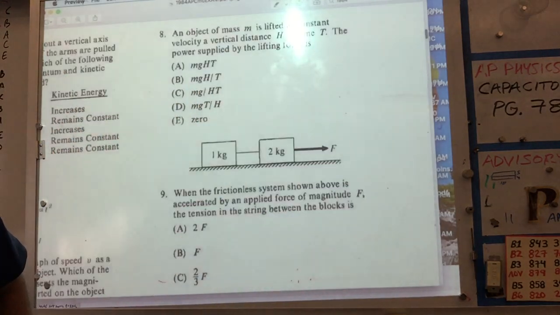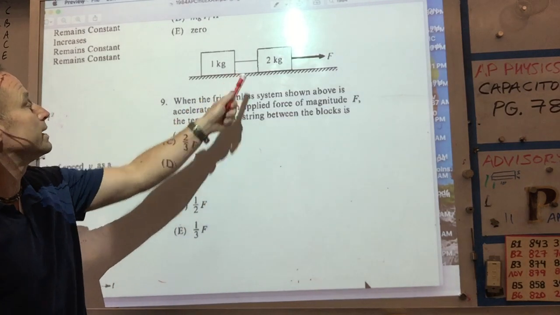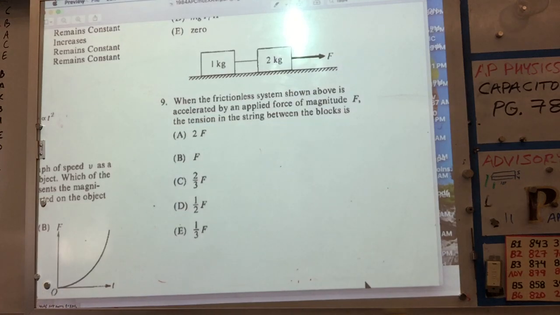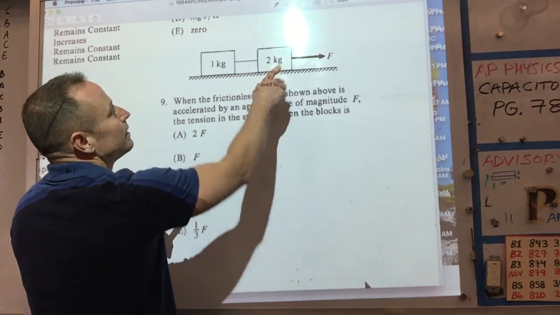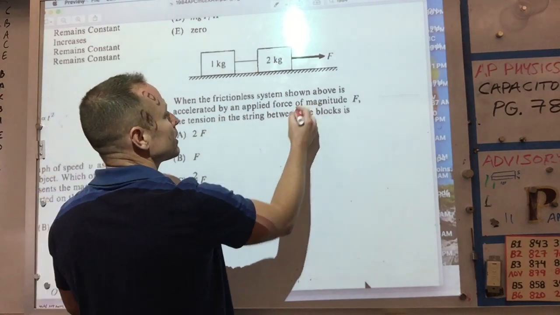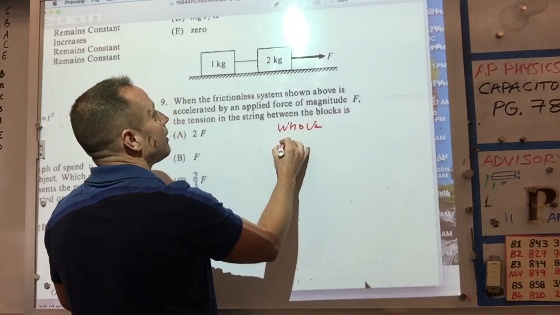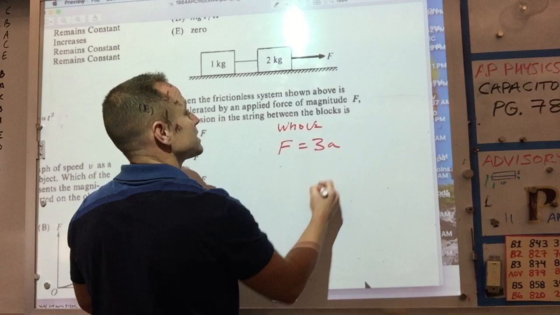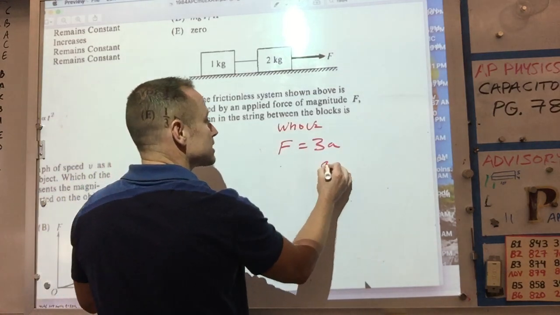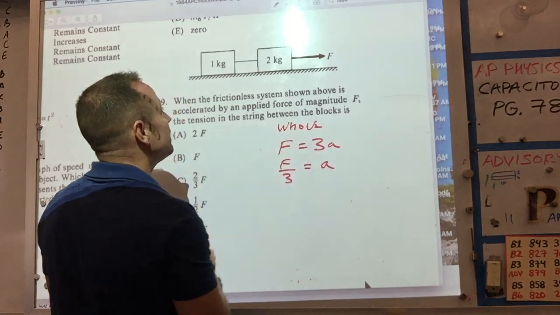All right, looks like we're pulling a couple boxes here. Frictionless system, we're pulling it. I just want to know the tension in between. Okay, so let's see. We have F. Let's look at the whole system. We could do basically F equals ma. So F equals 3 times the acceleration of the whole system. So the acceleration of the entire thing is going to be F over 3.